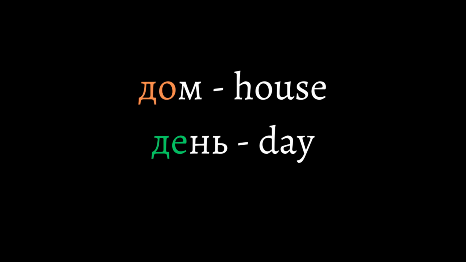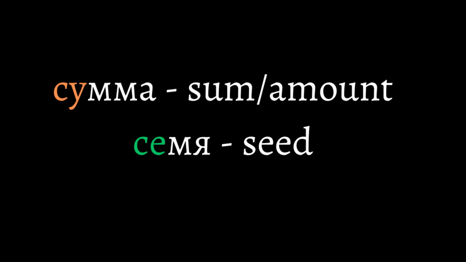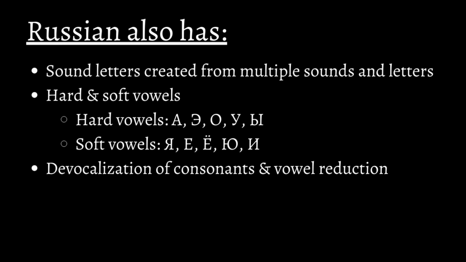That's the difference, and it's the same concept with other consonants like s. Suma and semya both have the letter s, but have different sounds for s because one word has a hard vowel and the second has a soft vowel. In Russian, these concepts are called devocalization of consonants and vowel reduction, which I explained in the previous video. Furthermore, I'm not going to cover every letter like that because it's something that you need to get a feel for. But the same thing could be said about the hard and soft signs.